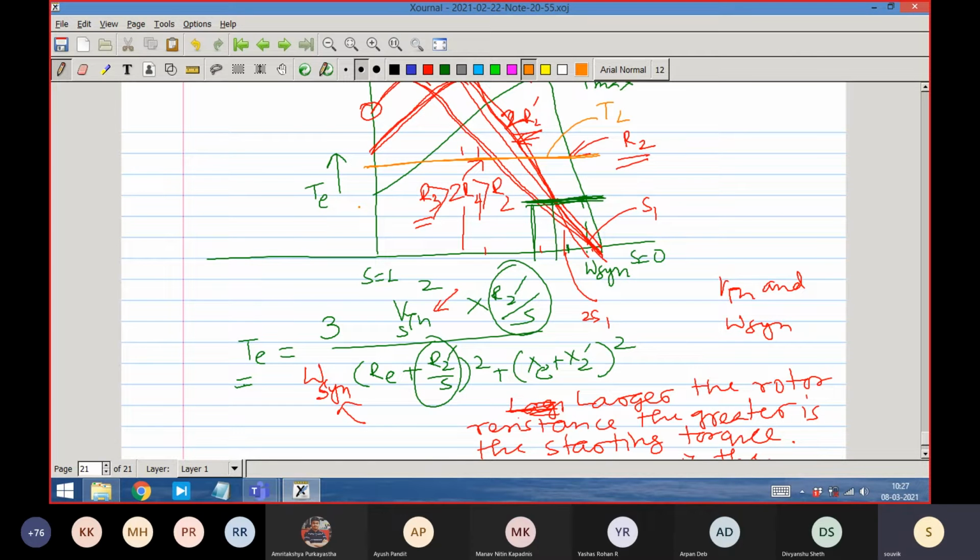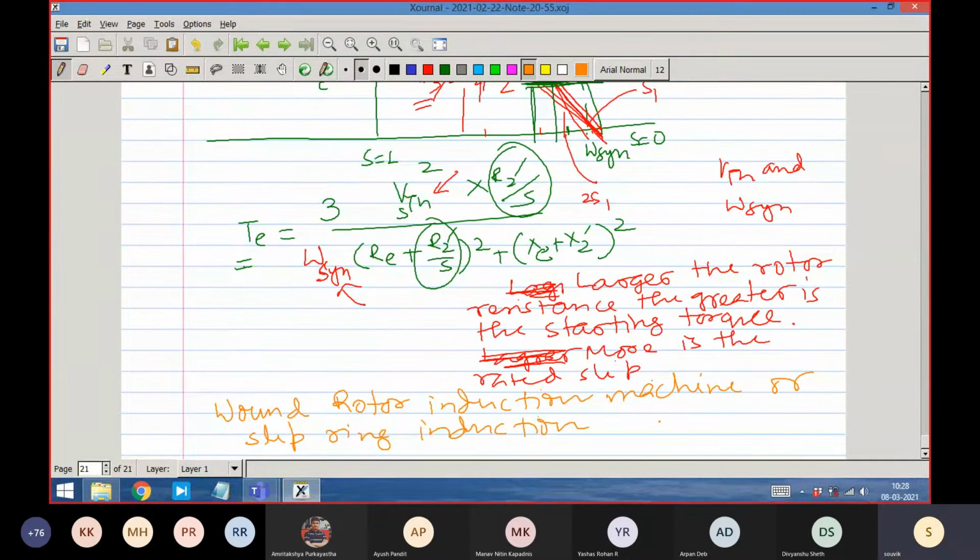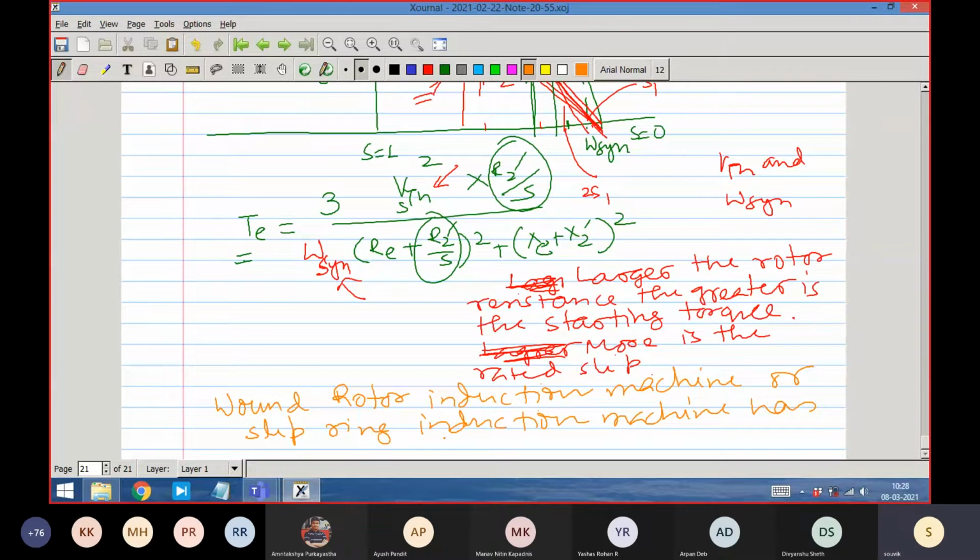the wound rotor induction machine, or slip ring induction machine, same machine, different name, has three rotor terminals as well.